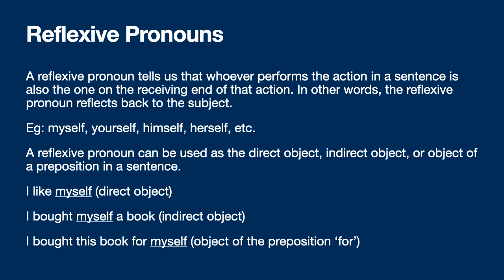And from all this, it is very clear that a reflexive pronoun can never function as the subject of a sentence, because the reflexive pronoun is always reflecting back to the subject. So the subject has to be something else. You can't say myself likes this. You can't say myself bought the book.